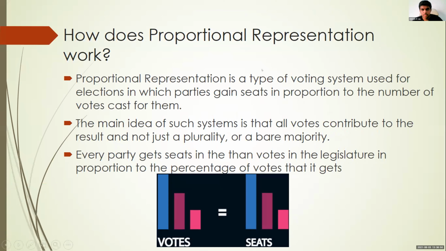So how does proportional representation work? Proportional representation is a type of voting system, just like the first past the post system. But in proportional representation, the party gets the number of seats in proportion to the number of votes they get. So the main idea is that the votes contributed play an important role in the number of seats you get, and not just the plurality or the majority is considered. Every party gets seats in proportion to their votes.